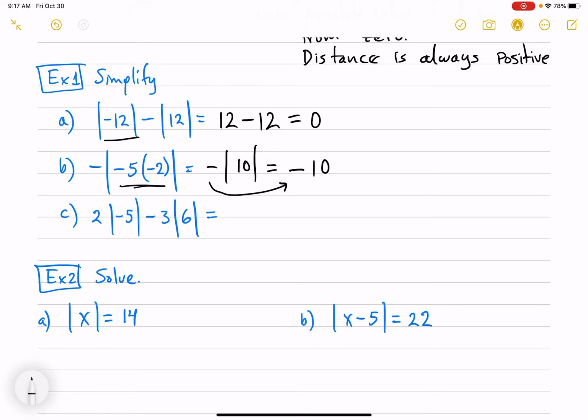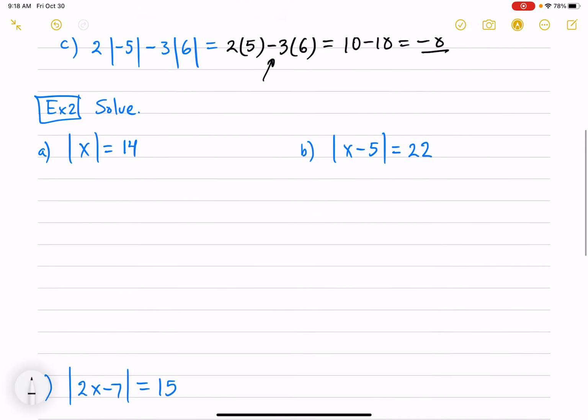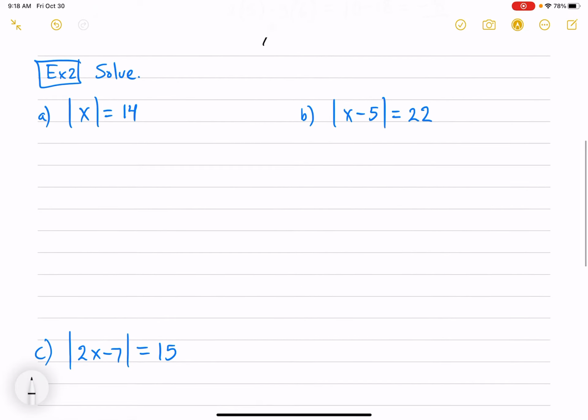Now, the next one would be 2 times 5, because the absolute value of -5 is 5, minus 3 times 6. Doing multiplication before we subtract gives us 10 minus 18, which is -8. Again, the absolute value of a number is always positive. Here we get a negative only because we are subtracting a large amount. All right, keep that in mind, practice and review it.